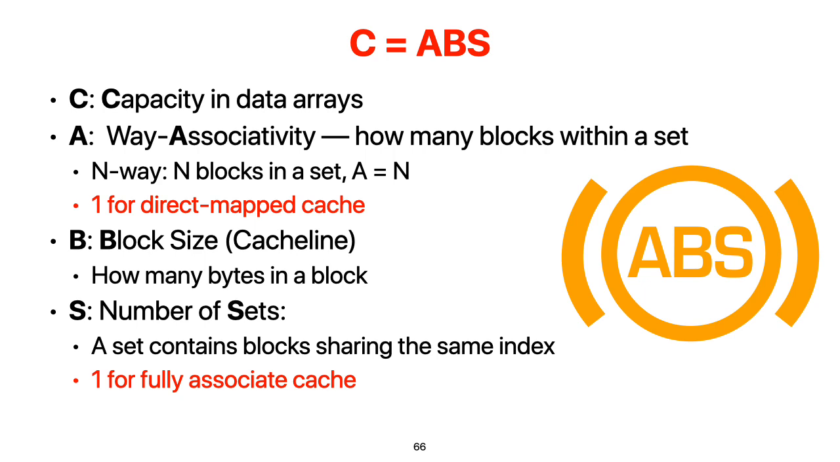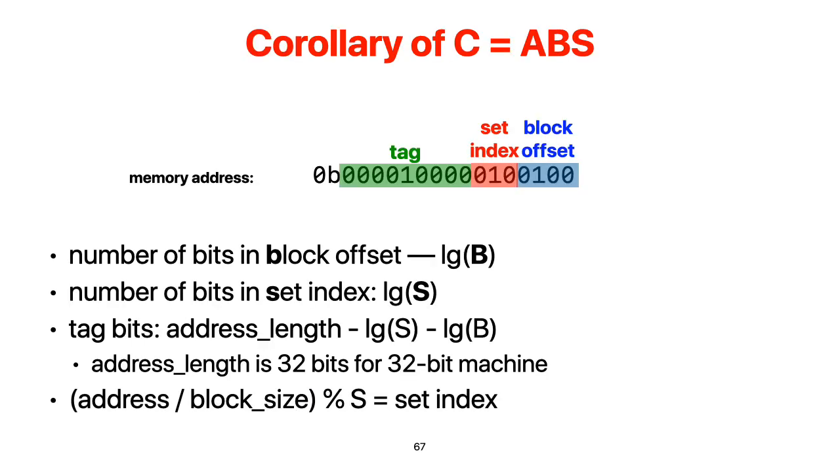And if you have a direct-mapped cache, like the earliest example, it means that you only have one block for each set. So A is equal to 1. And B, the block size, means how many bytes of data you can accommodate within a block. In a lot of places, we use a different terminology, cache line, to represent the block size. And finally, a number that is typically unknown is the number of sets, S. If it's a fully associative cache, then the number of sets is simply 1, because it means that your data block can go anywhere in the cache.